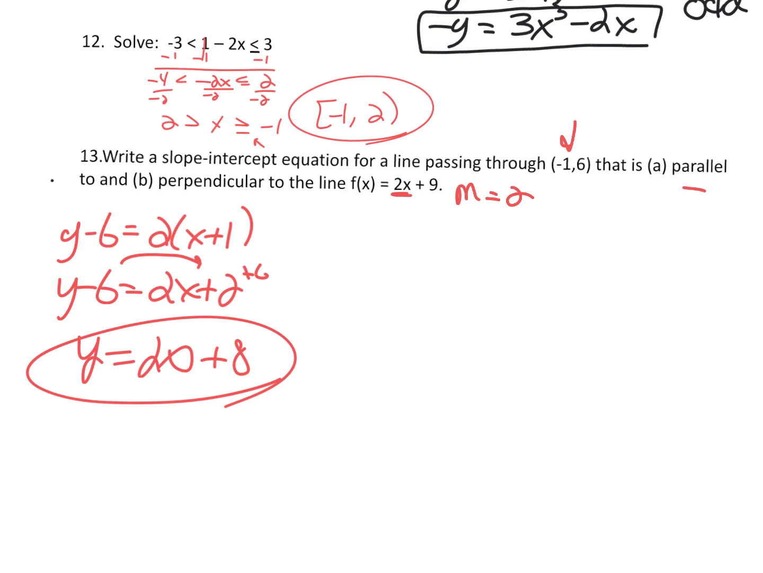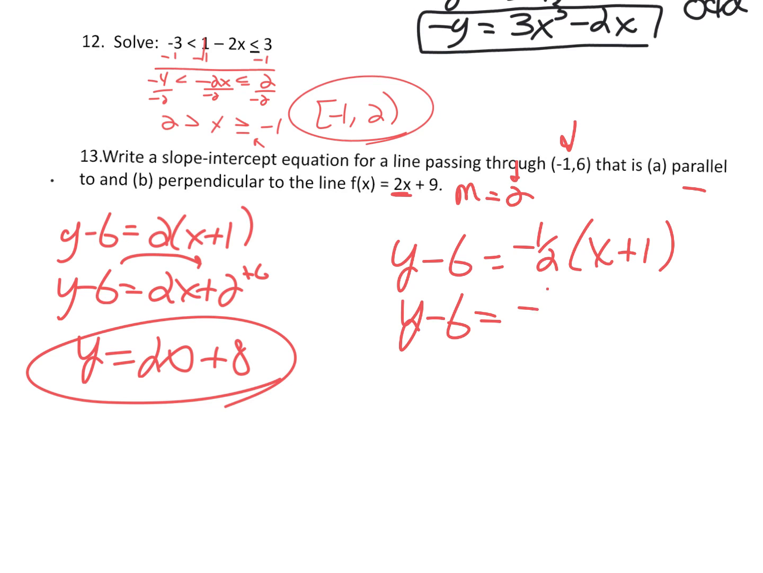Now, to do perpendicular, I'm using the same point. I'm still using y minus 6, but the difference is instead of using 2, you've got to use the opposite reciprocal. So I'm putting negative 1/2, and I'm going x plus 1. Doing the same 2 steps. Negative 1/2 times x is negative 1/2 x. Negative 1/2 times 1 is negative 1/2.